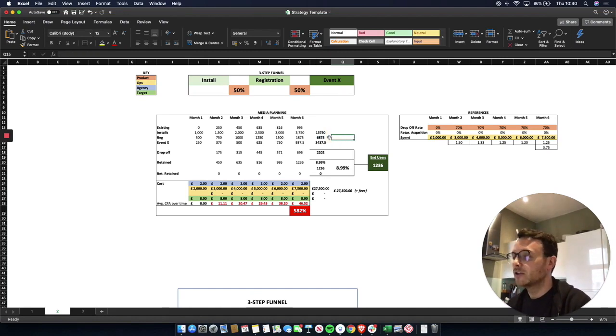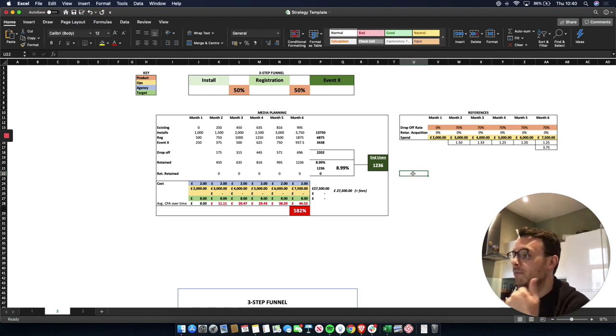With the 50% drop-offs, we're likely to see 6,875 people register. We're then only likely to see 3,437, which rounds out to 3,438 people at event X in total, right?